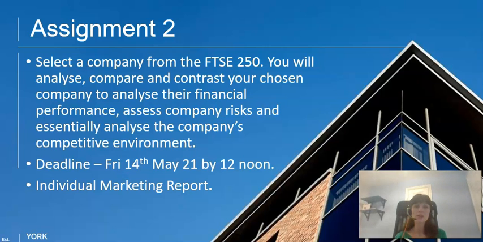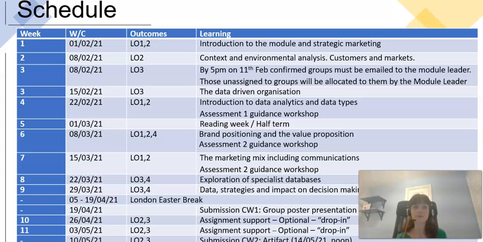So you've got to analyse, compare and contrast company data and your organisation and their performance, looking at their risks, looking at how they're competing in the competitive environment. So you're going to be using some databases to do this, and it's all going to be underpinned by marketing theories and strategies to contextualise and to really add meaning to the findings that you're creating for this report.